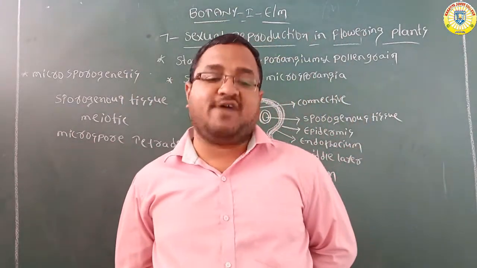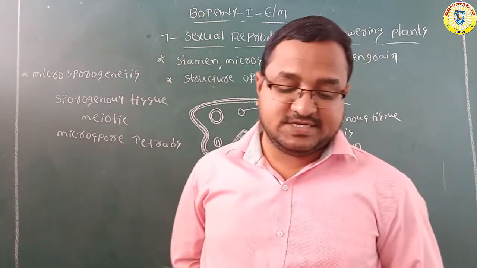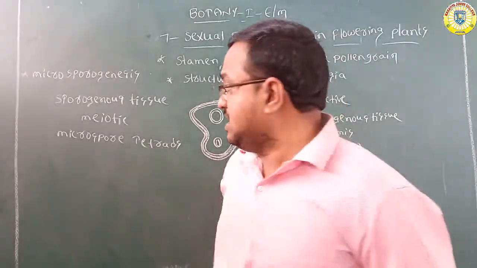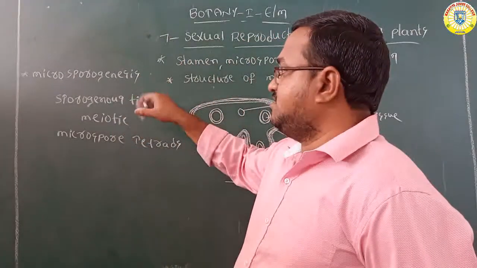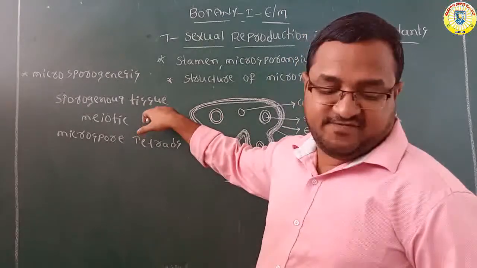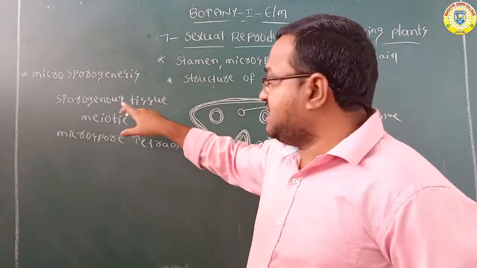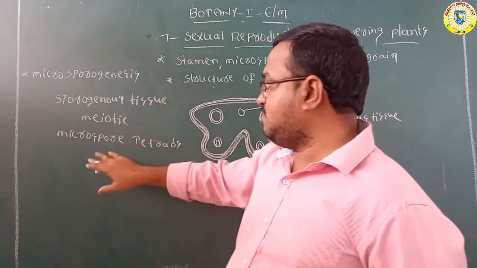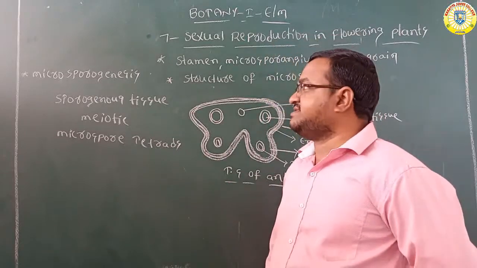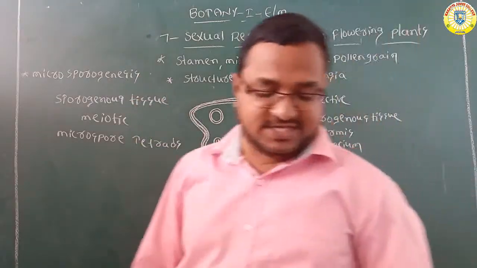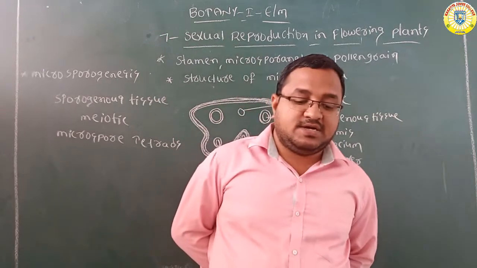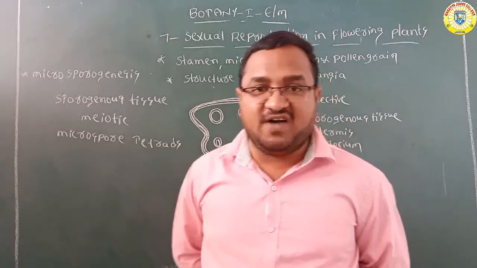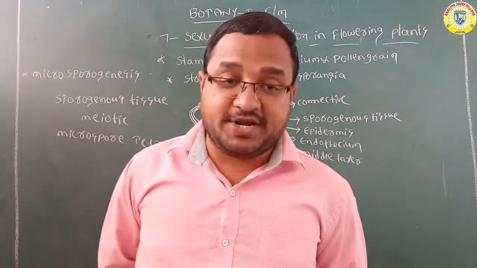Four microspores are there. They form microspore tetrads. So this process is known as microsporogenesis. By the development of the anther, the sporogenous tissue undergoes meiotic division and produces microspore tetrads. This process is called microsporogenesis. Here, each cell of the sporogenous tissue is capable of giving rise to microspore tetrads.